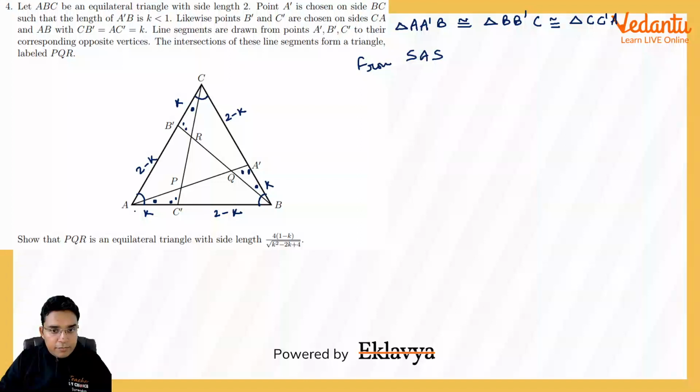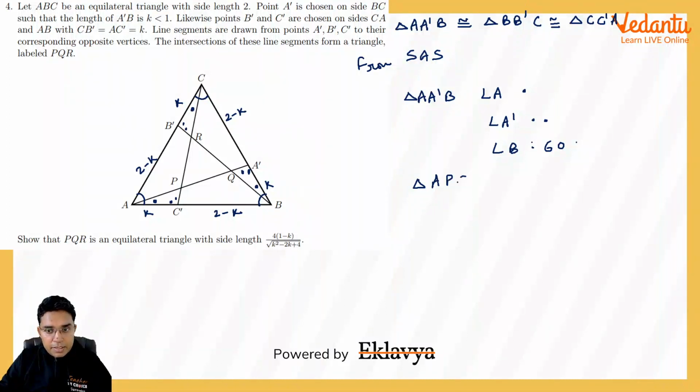In this triangle A dash B, I'm talking about this, angle A I called single dot, angle A dash I called double dot, and angle B is 60. Now with this logic, in this triangle APC dash, because already we have these two angles to be dot and double dot, angle A is the same, single dot only. Angle C dash is double dot here.